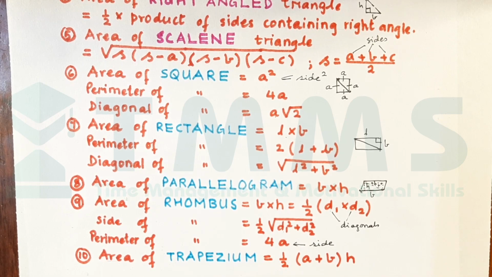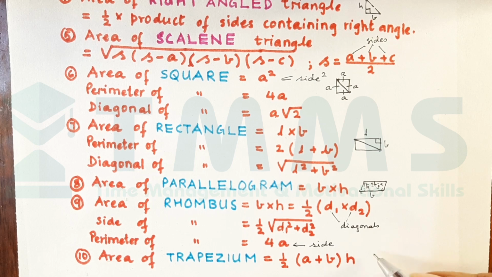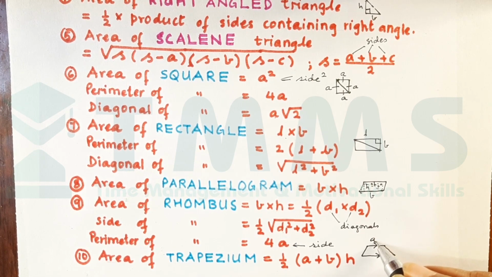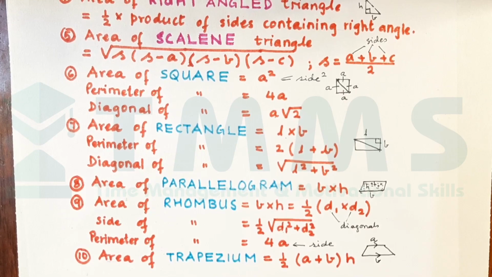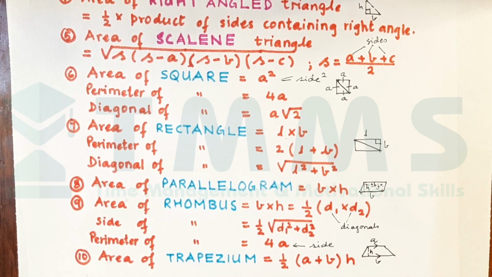Then we come to area of trapezium. Area of trapezium is half (A plus B) into H. Now, remember, a trapezium has one pair of sides parallel. This will be your A and this will be your B. So A plus B means the parallel sides. So it is half into sum of the parallel sides into H, and that is the vertical height, like so.